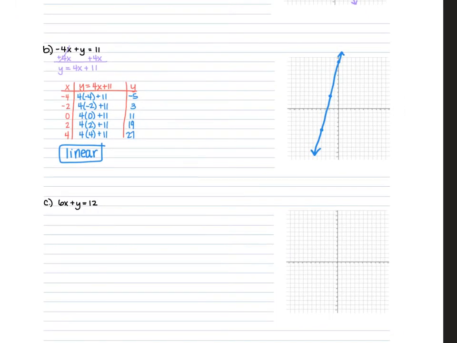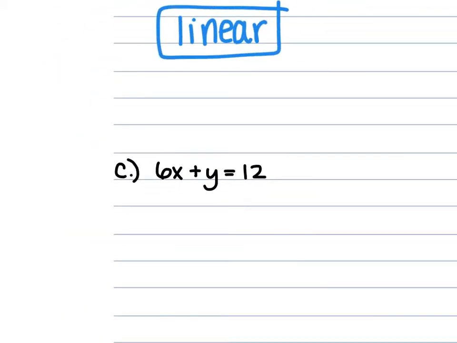If we look at C, we have 6x plus y is equal to 12, so we're going to do the same thing. This is in standard form, so it's automatically linear. If that 6 is positive and your x comes first, you don't have any exponents, you don't have any square roots, then you have a linear function. So automatically, dead giveaway, it's in standard form, it's a linear function.